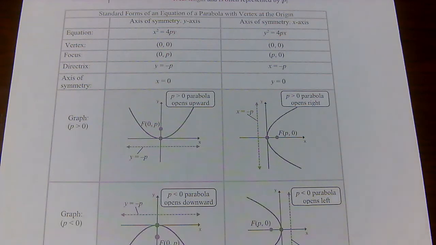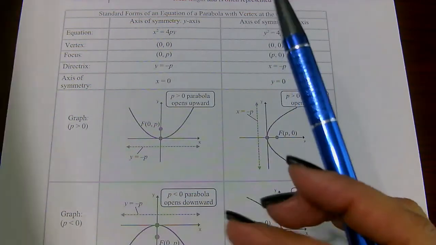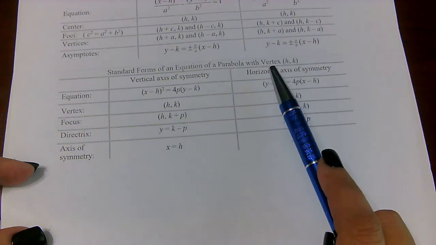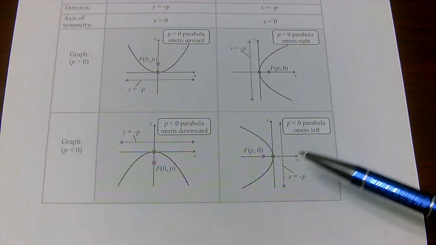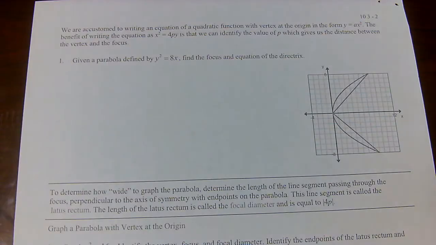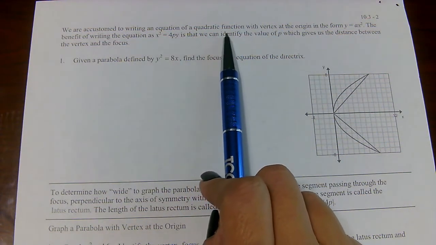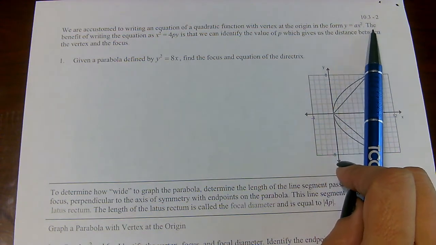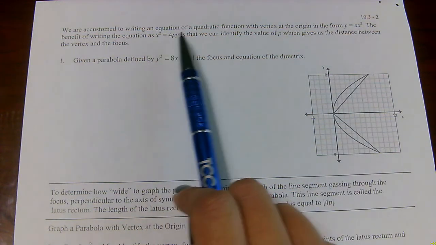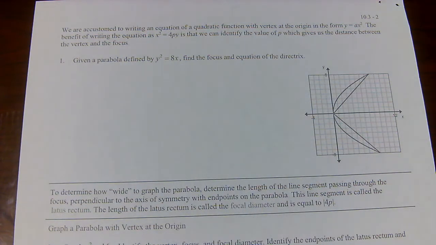Here are the standard forms of the equations of a parabola with the vertex at the origin. Remember, we will not be using these equations. I'm going to be giving you the equations where the vertex is at h, k. You will also not be getting these graphs shown. If you notice, there's a note at the top here, and it says that we are accustomed to writing the equation of the quadratic function where the vertex is in the form like this. The benefit of writing it like this is we can identify the value of p, which gives us the distance between the vertex and the focus.